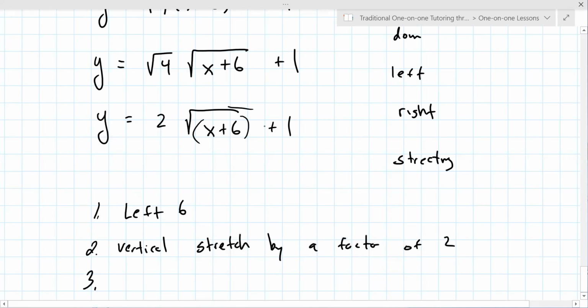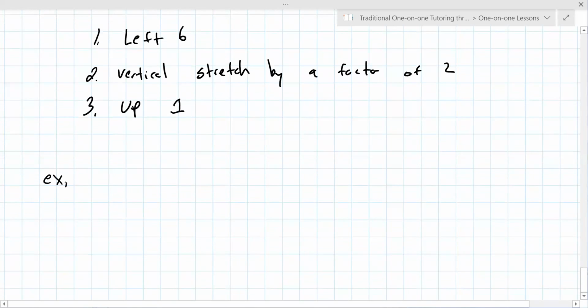And then the third one here is this 1. And is that up or down when it's positive? Up. So you would say up 1. So do you want one like this? Sure. All right, so let's do an example here. Oh, I'm sorry, we're not done. Let me get the example.